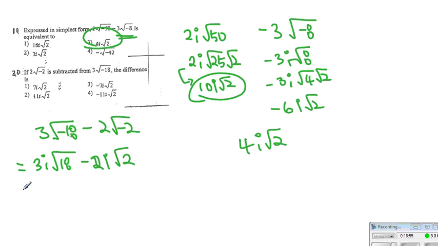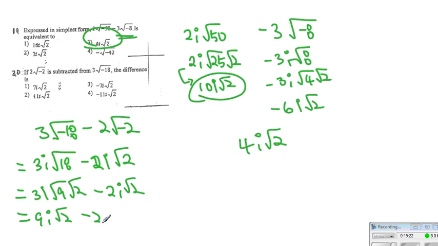Now, once you break this one down, we'll end up getting 3i. Here we have square root of 9 times square root of 2. That's equal to square root of 18. And the second portion is simply 2i radical 2. Once you simplify this one, this becomes a 3, and this one already has radical 9, which becomes 3. So we have 9i radical 2 minus 2i radical 2. And here what do we have? 7i radical 2. That becomes our final answer, which is choice number 1.